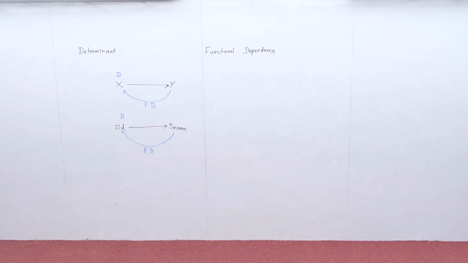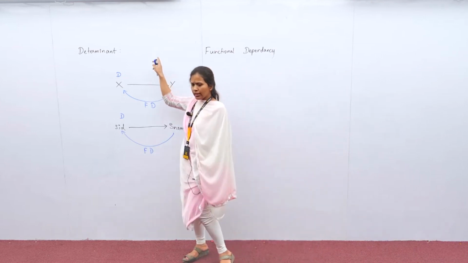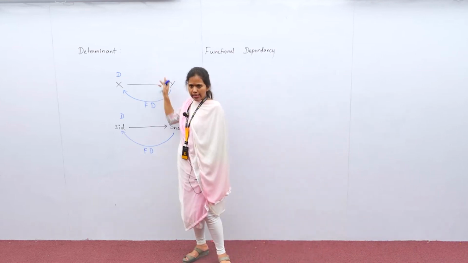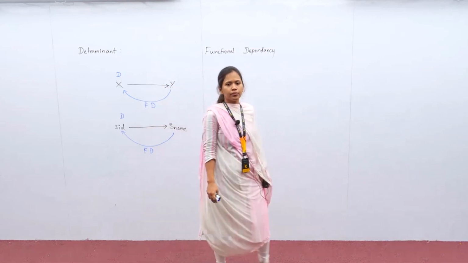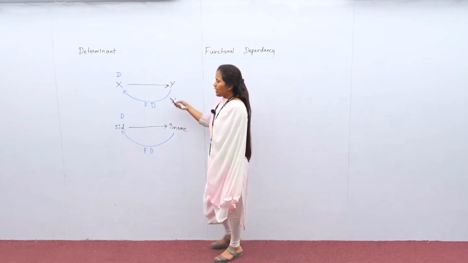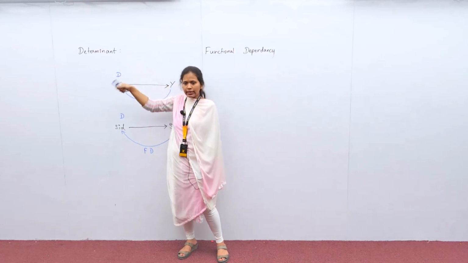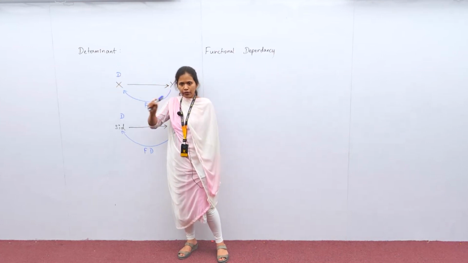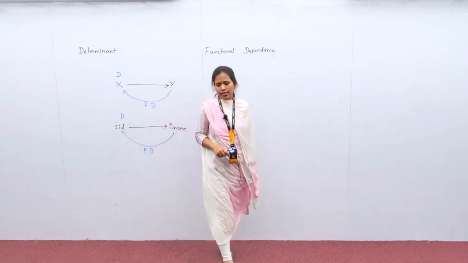Online students, got it? All of you? Okay. Kindly copy this. Write it as determinant, a side heading as determinant. Below that, write functional dependency. Copy both of these two terminologies. Below that, I'll tell you what it is.